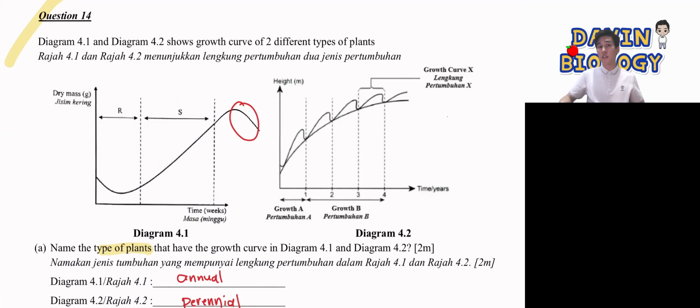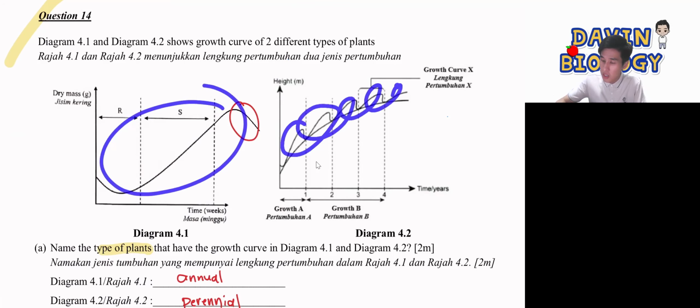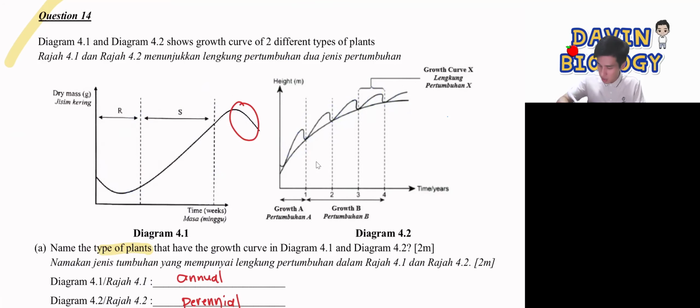Is the number of what? Your hint already is really the number. Number of what is different in these two plants, in these two growth curves? Come on, you sure can tell one, can see one. So see this and this. How are these two different?